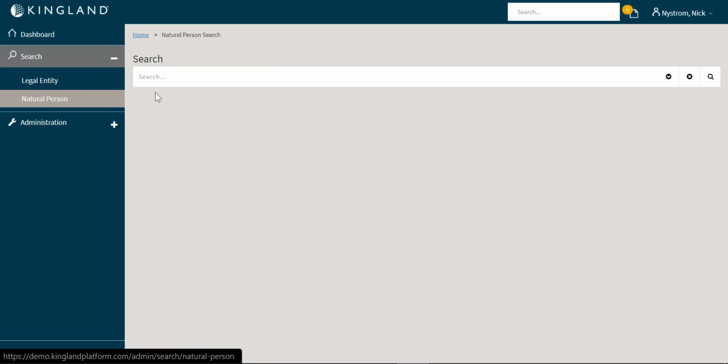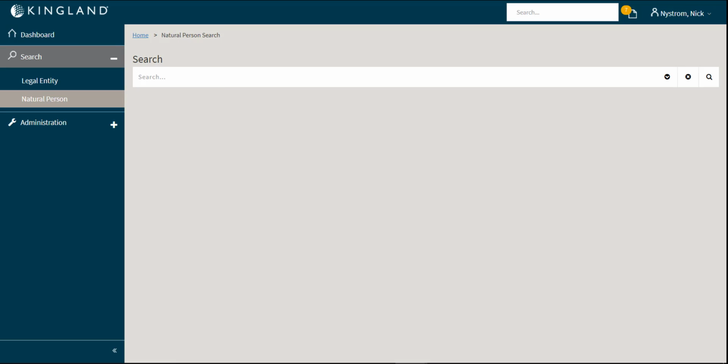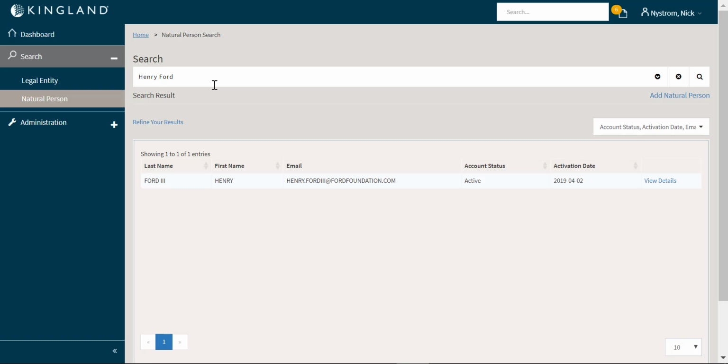Now, let's look at the natural person domain. The data in this domain is not legal entity and subsidiary data, but instead data attributes on people, who could be CEOs, board members, or shareholders as an example. This domain will also display any related legal entities this natural person could be associated to and in what capacity. For this example, let's perform a search on Henry Ford.